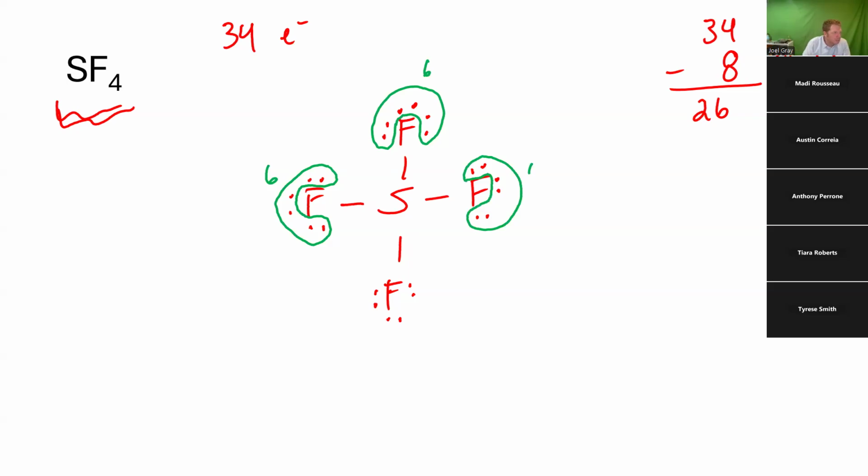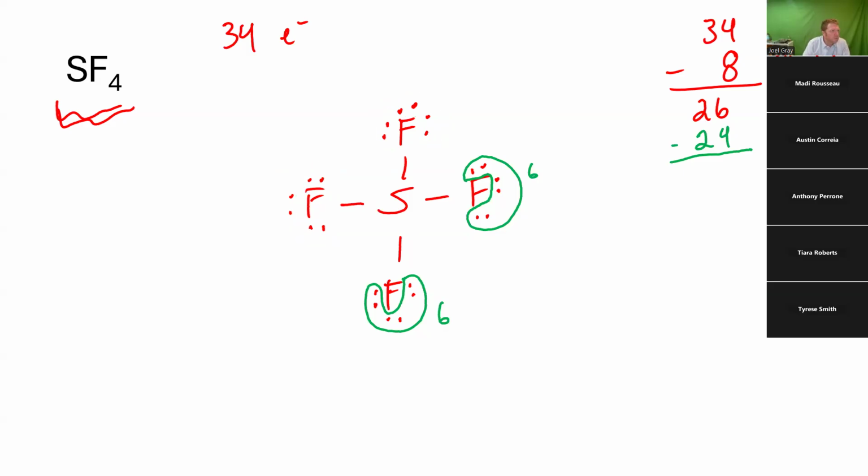I got 6 and then 6. So how many electrons are circled in green? 24. 6 plus 6 is 12, plus 6 is 18, plus 6 is 24. So I'm going to say minus 24. Now give me a Y or an N in the chat if you follow that. Okay, I'm erasing my circles.